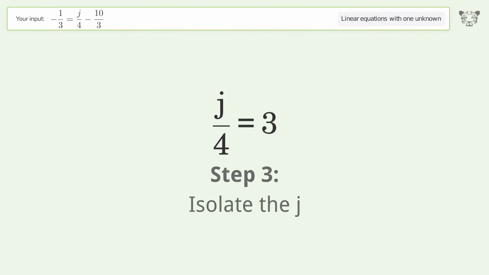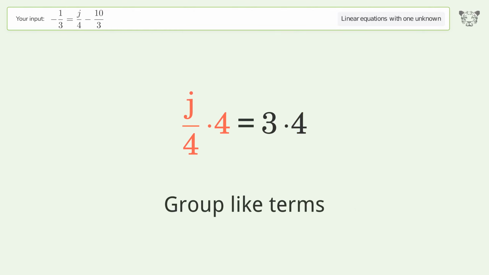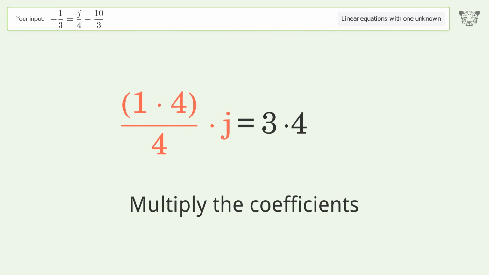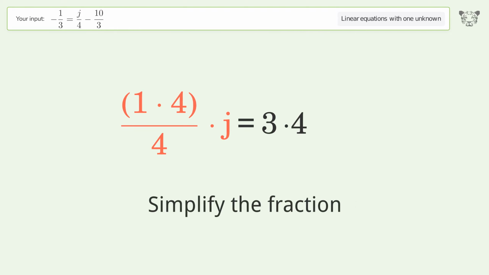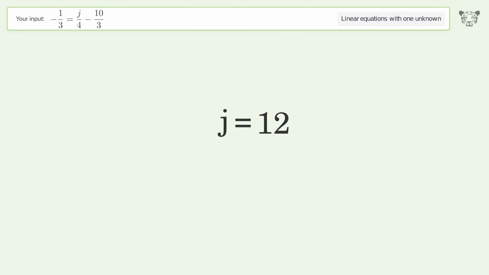Isolate the j. Multiply both sides by 4. Group like terms. Multiply the coefficients. Simplify the fraction. Simplify the arithmetic. And so the final result is j equals 12.